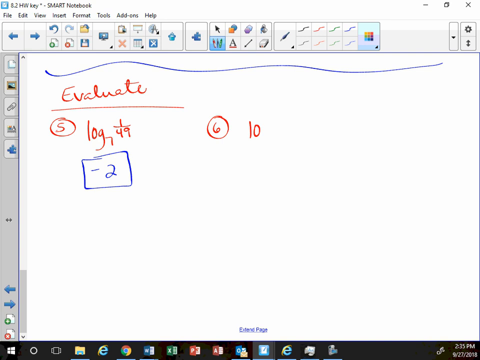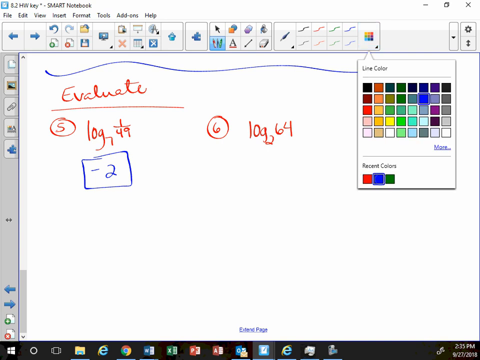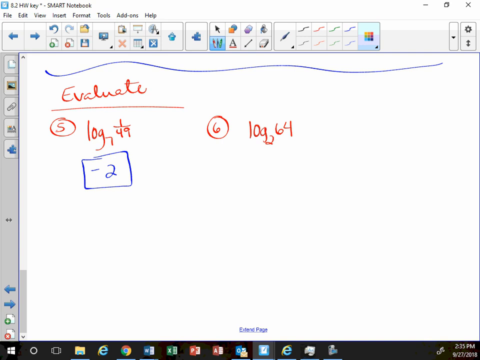Okay, let's try this. Log base 2 of 64. So again, you're just thinking, 2 to what power is 64? It is not 4. 2 times 2 is 4, 8, 16, 32, 64. Use those fingers. So it is 6.